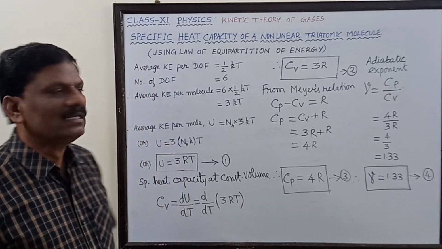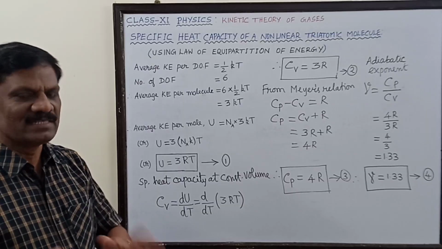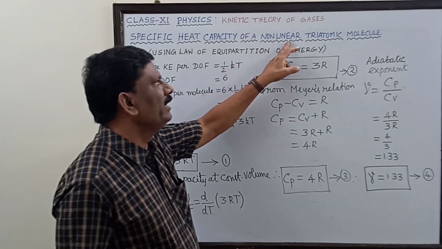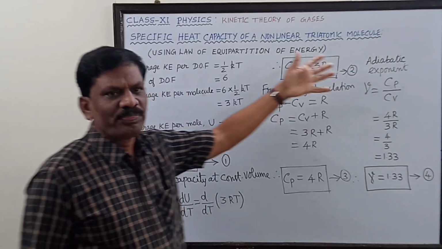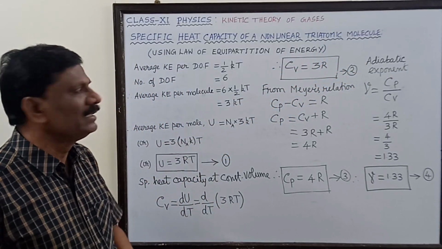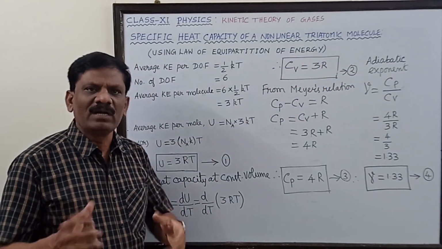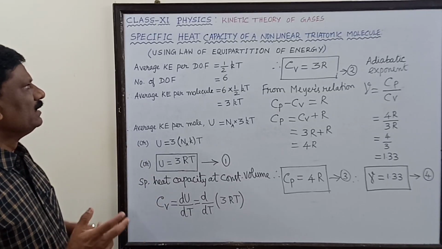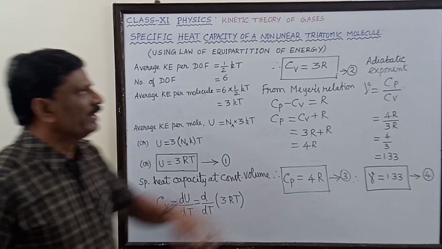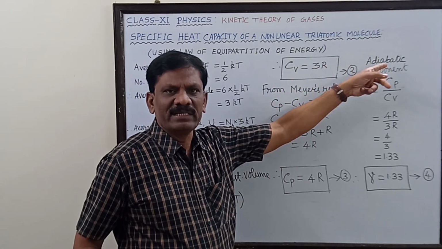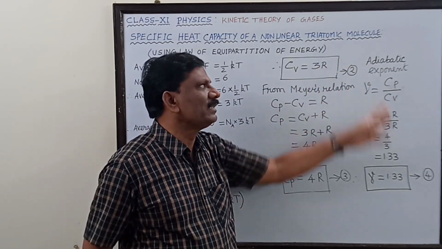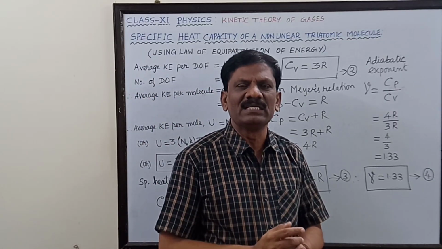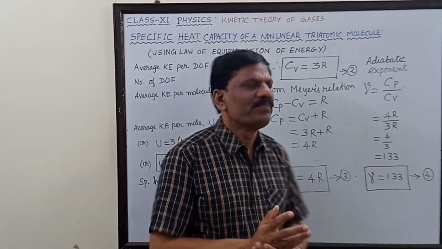Hi students, now we are going to derive the expressions for Cp, Cv and gamma for a non-linear triatomic molecule. For a non-linear triatomic molecule, for example the water molecule, we can take. In this case we have not specified the temperature, because for both normal as well as high temperature, irrespective of the temperature, we are going to discuss this.